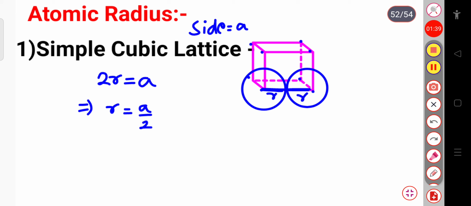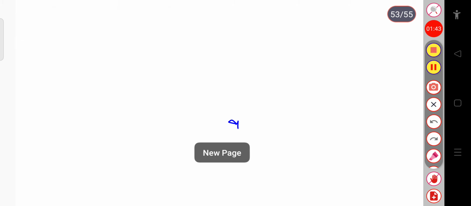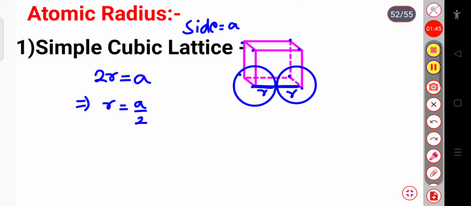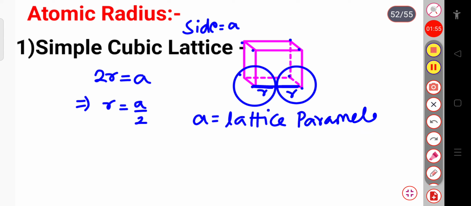This is the side length. a is also known as the lattice parameter. This a is the lattice parameter. And this r is the atomic radius.